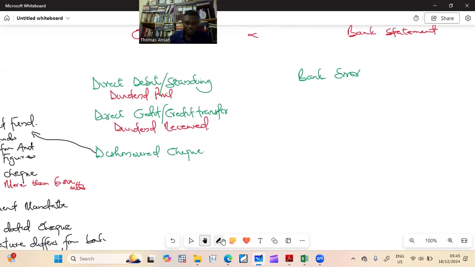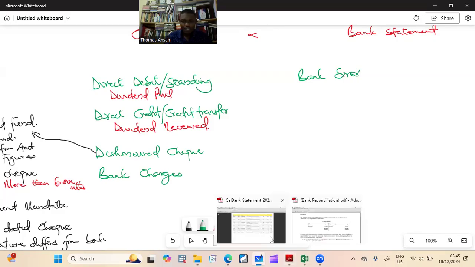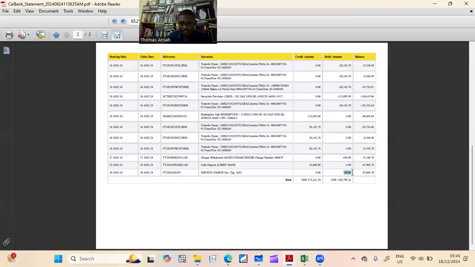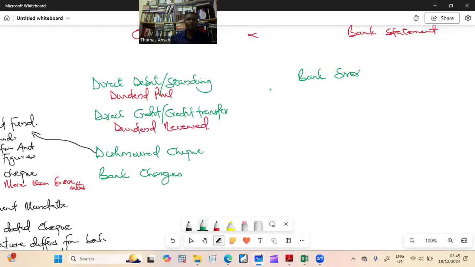Another reason likely to cause the difference is bank charges. It's possible that the bank will charge you something, and I will show you an example. All the time, the bank is charging. You see 60, they charge. And look at the day they charge. It's almost always the last day of the period. So if you don't record it, your cash book will never be the same as your bank statement.